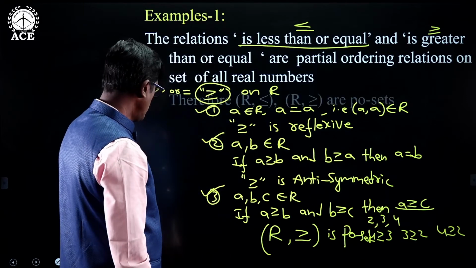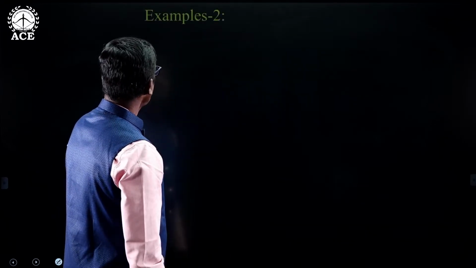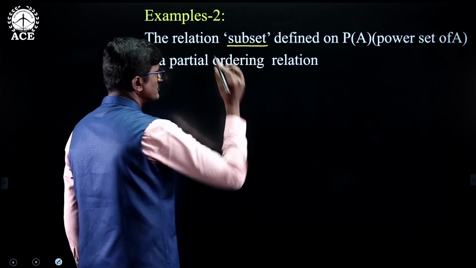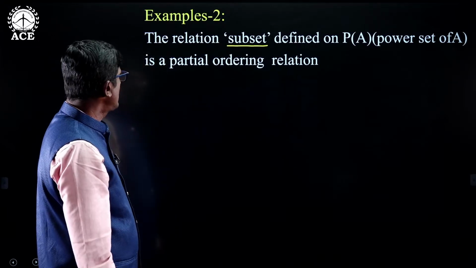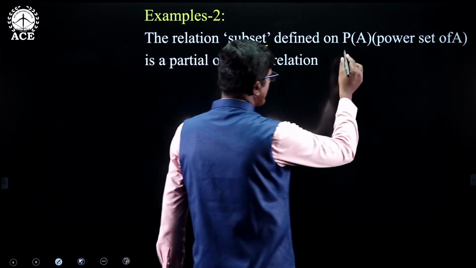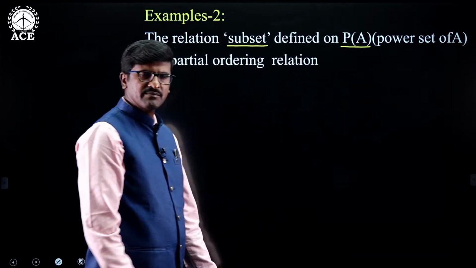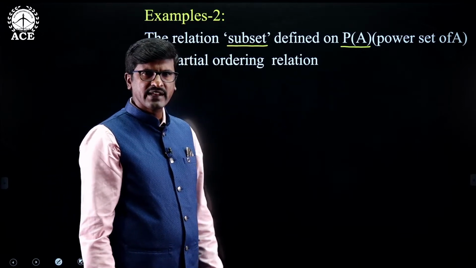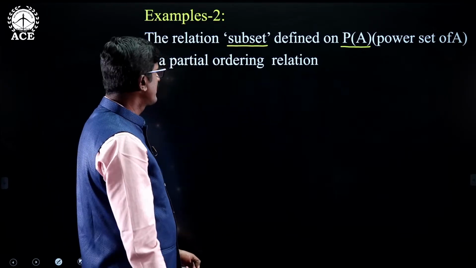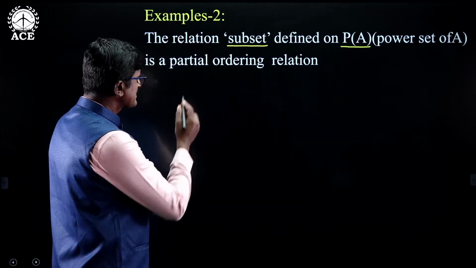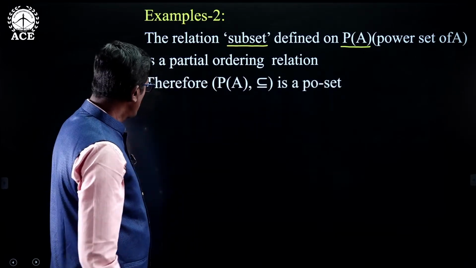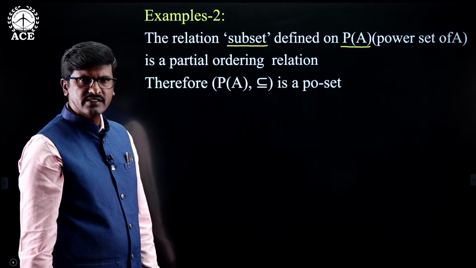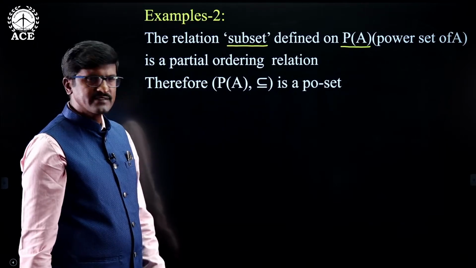We'll see one more example. The example is this. I am taking the relation subset, defined on P of A. P of A is nothing but the power set of A. P of A is obtained by taking the set of all subsets of the given set A. So here P of A, subset is a partial ordering relation, that is, P of A, subset is a poset. I'll explain why it is a poset.